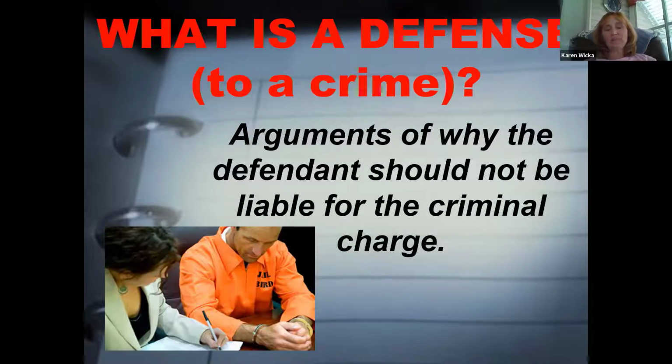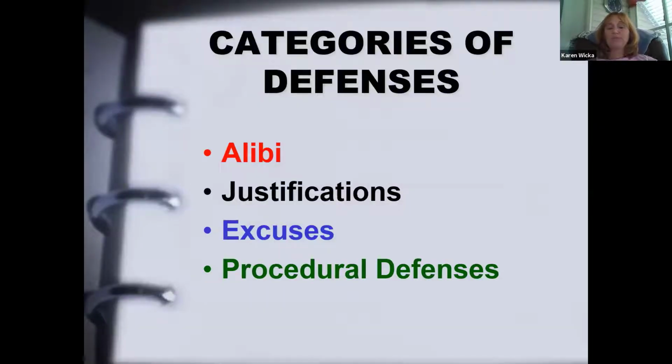Now, sometimes the arguments are, I didn't do it at all. And sometimes the arguments are, okay, I did the elements of the crime, but I still shouldn't be responsible for those elements for these particular reasons. And we're going to look at what those particular reasons are. So when you take all the defenses, you can break them down into four main categories because there's lots and lots and lots of defenses. So you can break them down into categories.